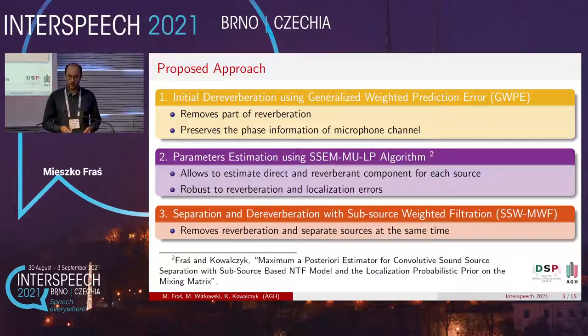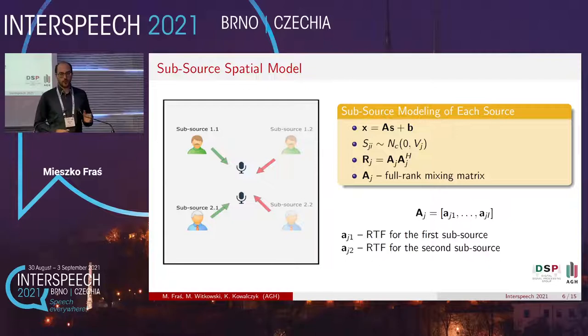Now, what are these subsources? If we assume that the spatial covariance matrix that is responsible for phase dependencies between the microphone channels can be represented as a product of a full rank mixing matrix with its Hermitian, we can introduce these subsources in a number equal to the number of microphones for each source. And the subsources share the same spectral variance within the source.